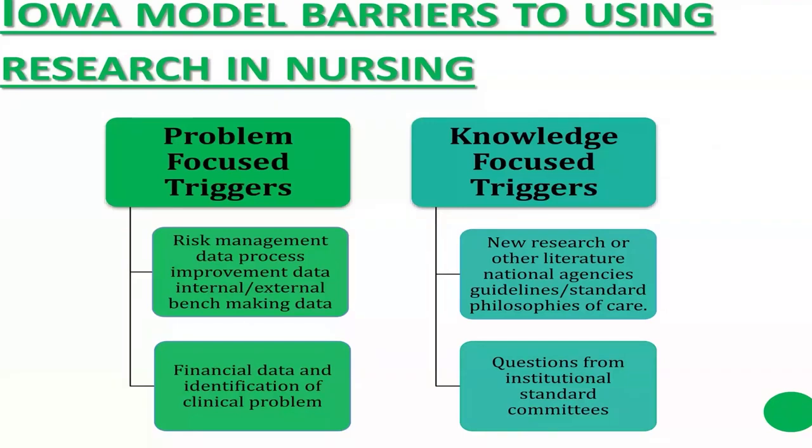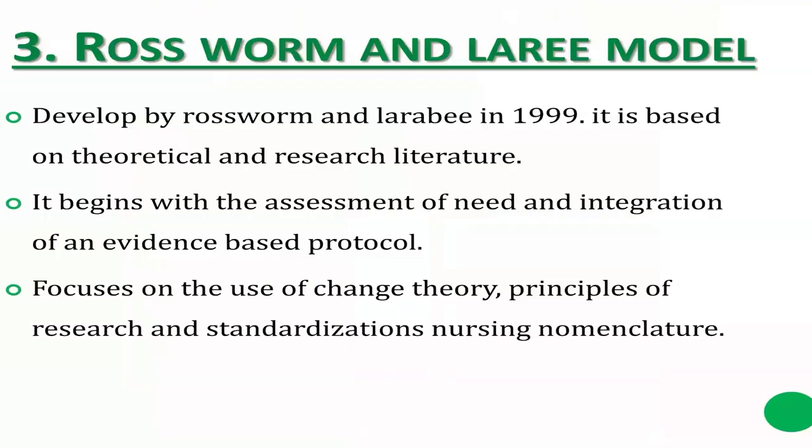So the Iowa model has problem-focused triggers. That is risk management, data processes, improvement data, internal or external benchmarking data, financial data, and identification of clinical problems. The knowledge-focused triggers are new research or other literature, national agencies, guidelines, standard philosophy of care, and questions from the institutional standards committee. So by focusing on the problem triggers and knowledge triggers, this research is made into practice.